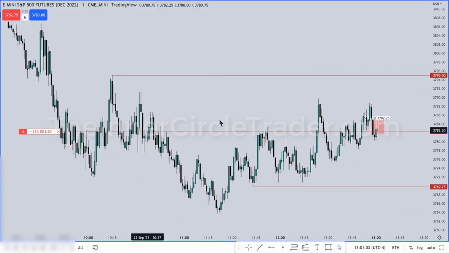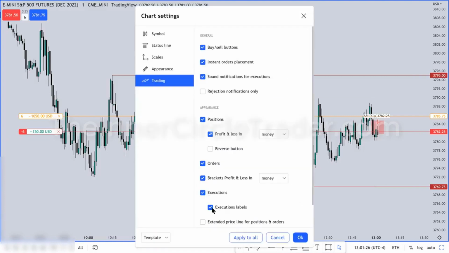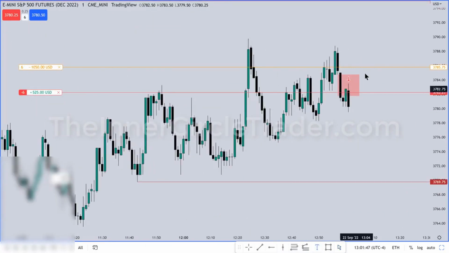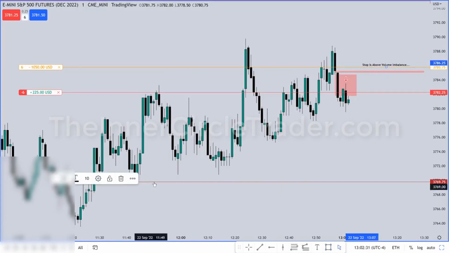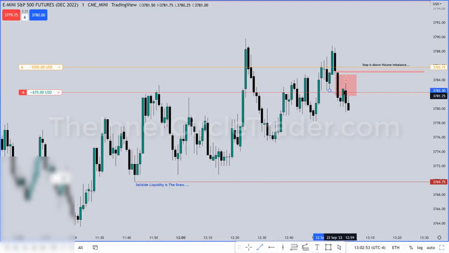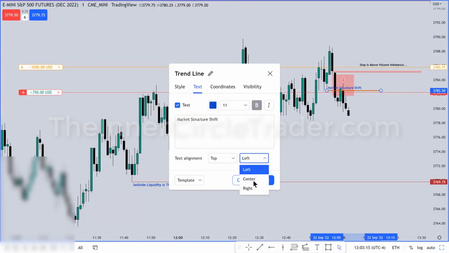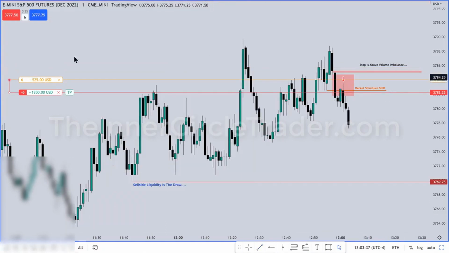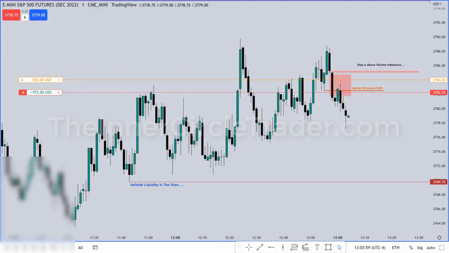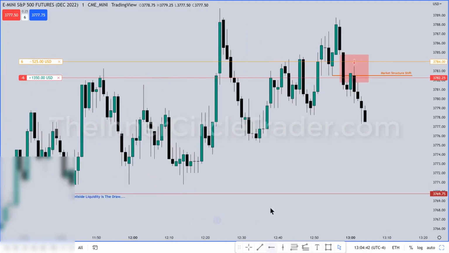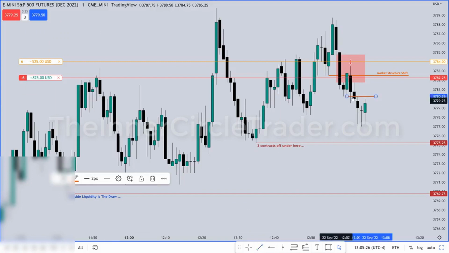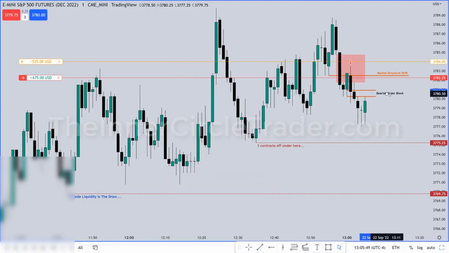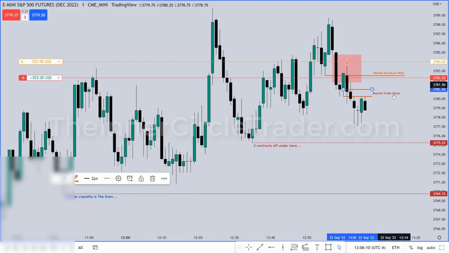Alright, so I'm going to sell short here. Stop above the volume imbalance. And I'll note that in a second. The draw on liquidity is noted at 37.69 3/4. Market structure shift on that swing low there. And there's a bearish order block that I'm going to trade off of as an additional pyramid entry. First partial will be underneath that low noted. Here's my bearish order block, and I'll sell short in there.